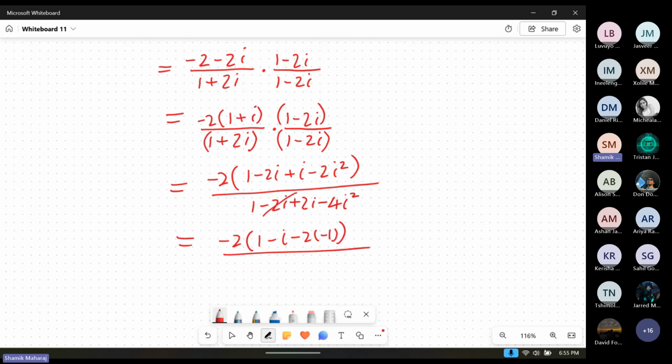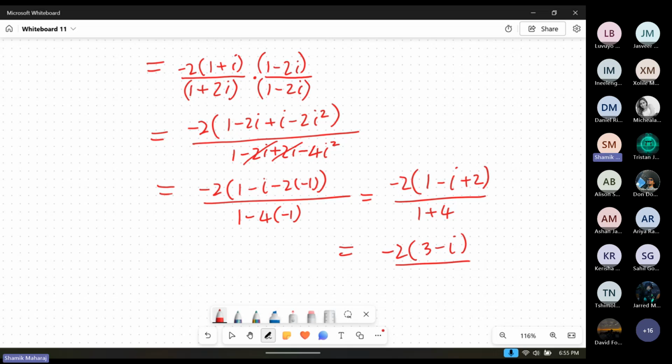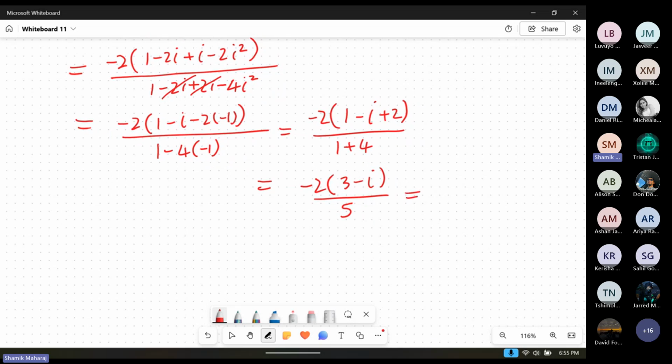On the bottom, the middle terms cancel out as they always do with complex conjugates, and we end up with 1 minus 4 with a minus 1, because i squared becomes minus 1. So now minus 2 on the outside, 1 minus i plus 2. Here we have 1 plus 4. Okay, so we're getting there. Still minus 2 on the outside. We have here 1 plus 2, which is 3 minus i. And the bottom here we have 5, which is not such a nice number, but anyway, we can work with it. So now this is the same as saying minus 2 over 5 into 3 minus i.